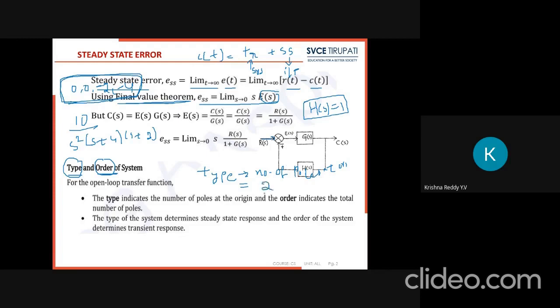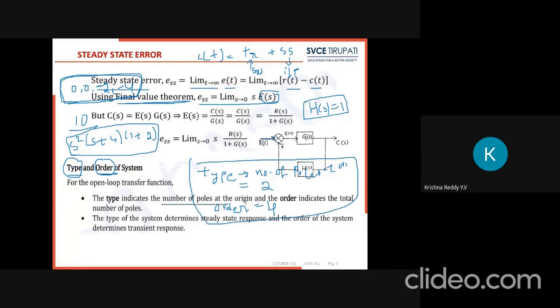Where type is equal to 2 and order is the highest power of s in the denominator. When you are multiplying this s square with s cube, this s cube multiplied with s, we are getting s power 4. Now the order is 4.